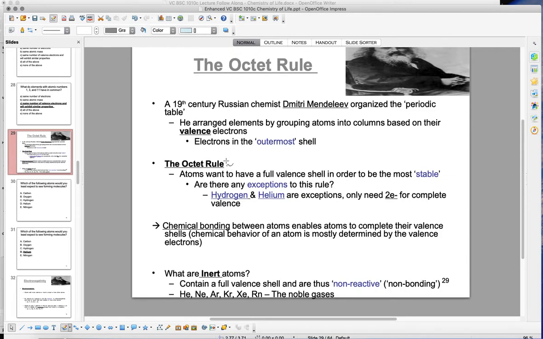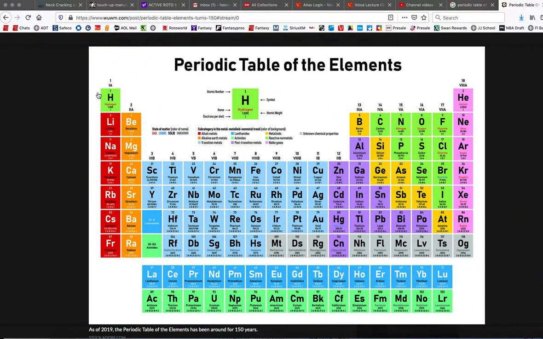So a 19th century Russian chemist, Dmitry Mendeleev, is the one who organized the periodic table. And like we said, he already arranged them in groupings by their valence electrons, and that's where we see them in those columns. And the valence, remember, are the electrons in the outermost shell. So that's what you've seen a couple of these already. So this is how they're organized in these columns, and the 1A, 2A, 3, 4, 5, 6, 7, 8 are the number of valence electrons. So we've already seen this a little bit, right?